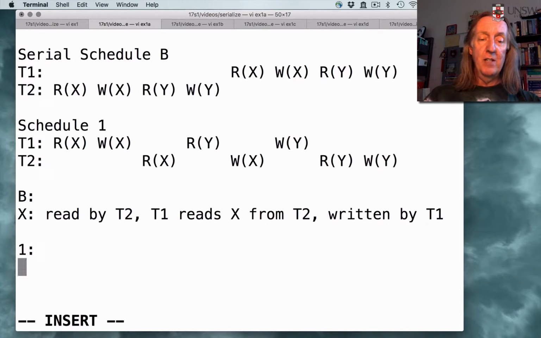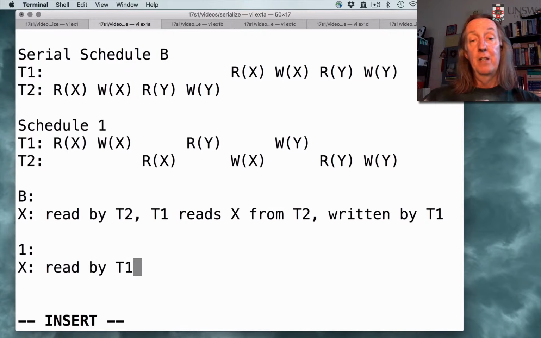So here's schedule 1. What do we know about X? Well, what we know about X here is that the initial value of X is read by T1. That's unfortunate. That means that there's a clash, and therefore the two schedules are not view equivalent. So we can stop at this point, and we've demonstrated that schedule 1 is not view equivalent to the serial schedule B.